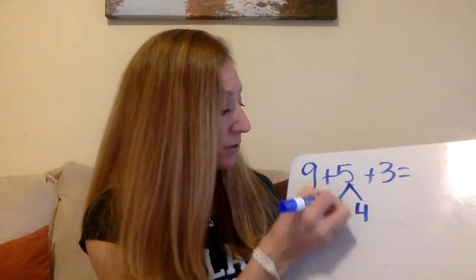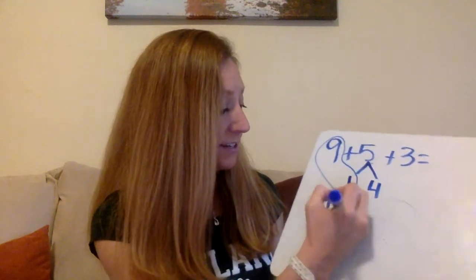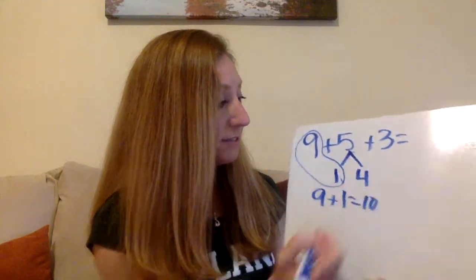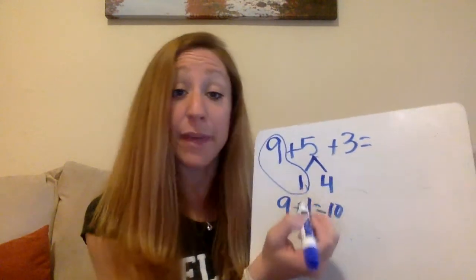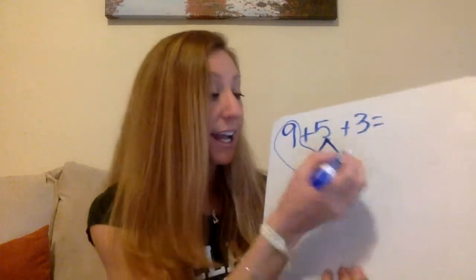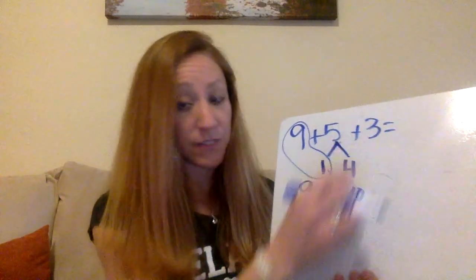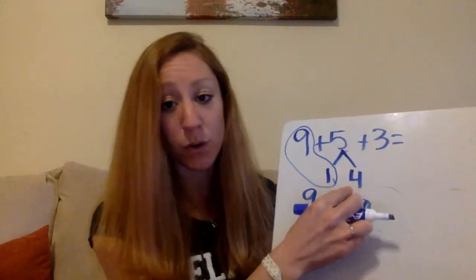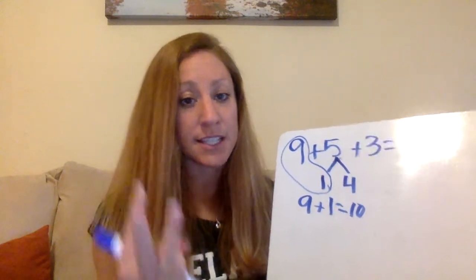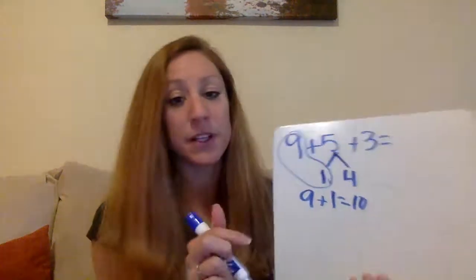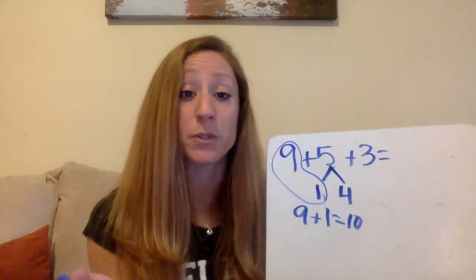So 5, split it up into 1 and 4. Okay, so 9 and 1 makes my 10. 9 plus 1 equals 10. Now I have the other two numbers to add. I can either add them together and add it to my 10, or I can add each one on individually: 10 plus 4 is 14, plus 3 more, 15, 16, 17. Or I could add 4 plus 3, since those are smaller numbers. 4 plus 3 equals 7.